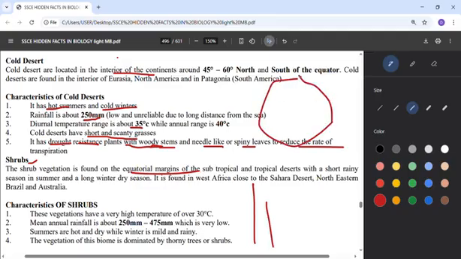Meaning if this is the earth, the equator is here, and another line here, which is the axis. At this equatorial region, we can also find shrubs on the equatorial margins of the subtropical and tropical deserts, with a short rainy season in summer and a long winter dry season.